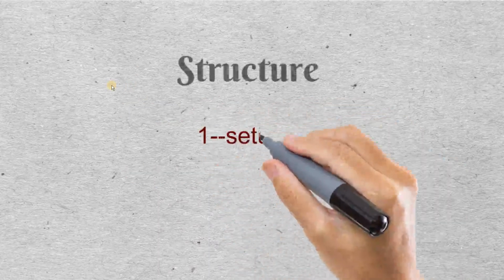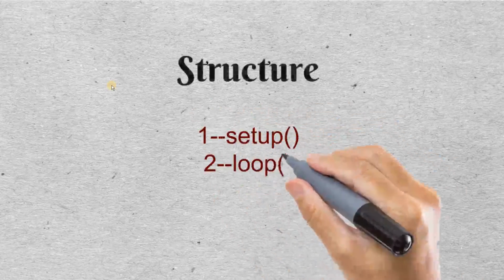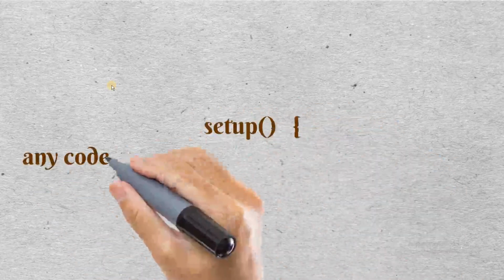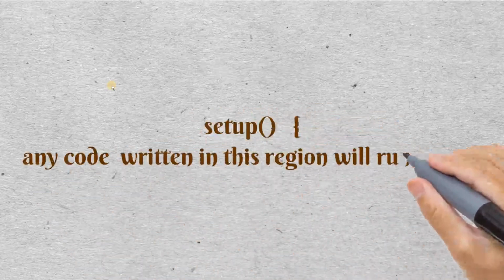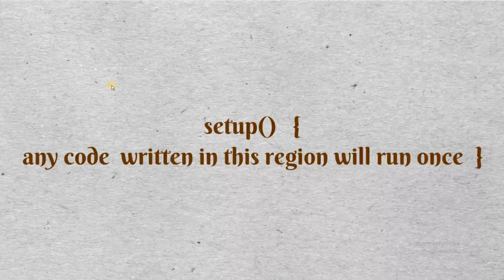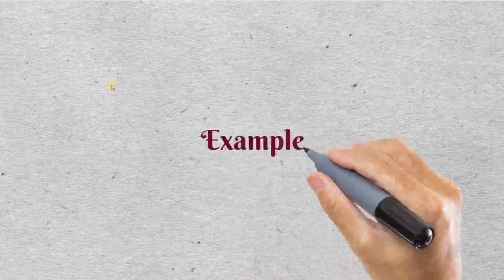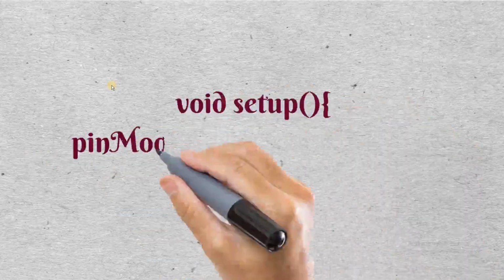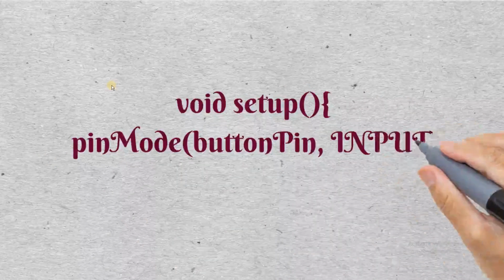Now we have structures, we have setup, and we have loop. Anything you type under void setup, the code will run once. But anything you type under void loop, the code will be running repeatedly.